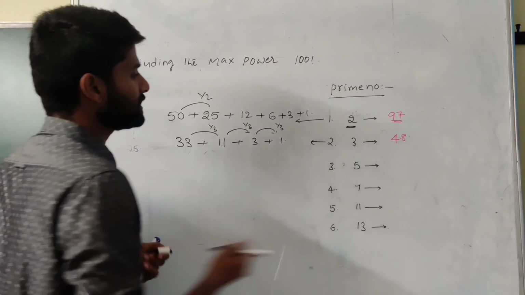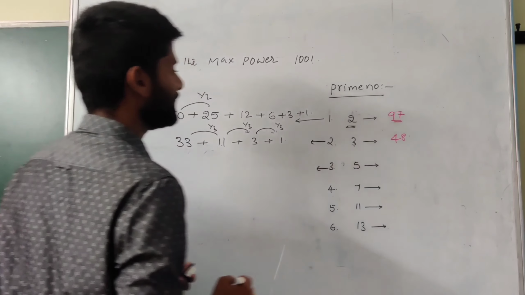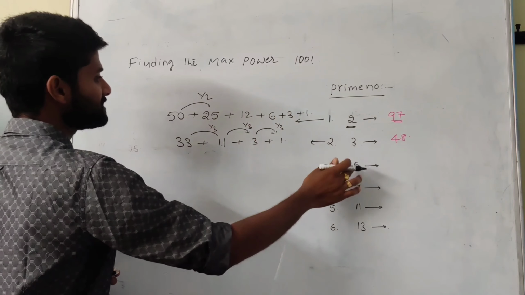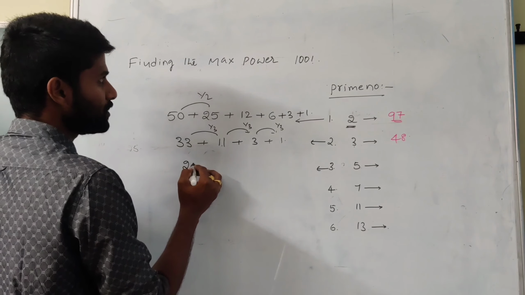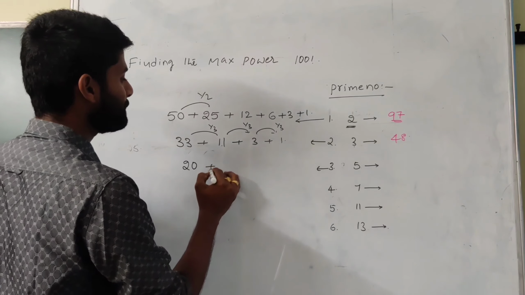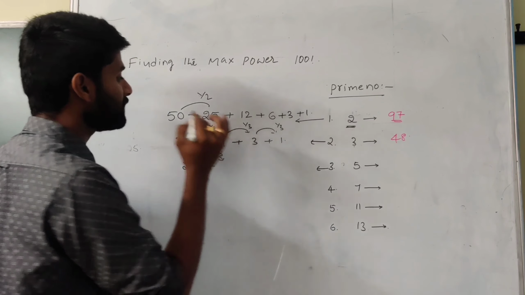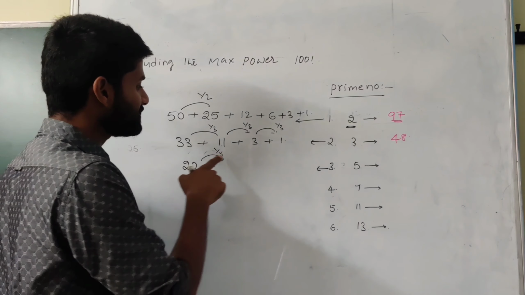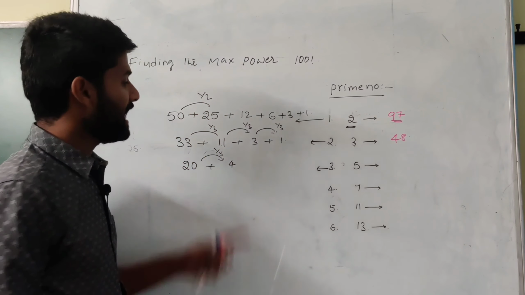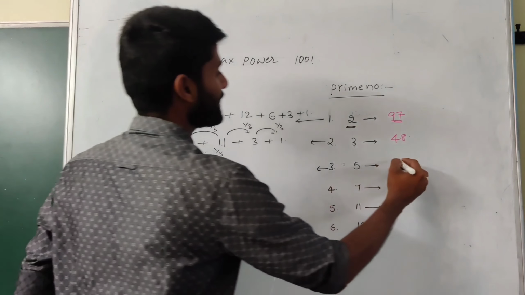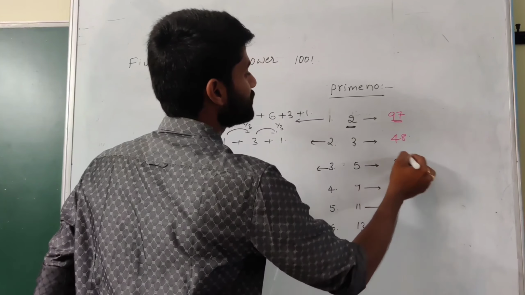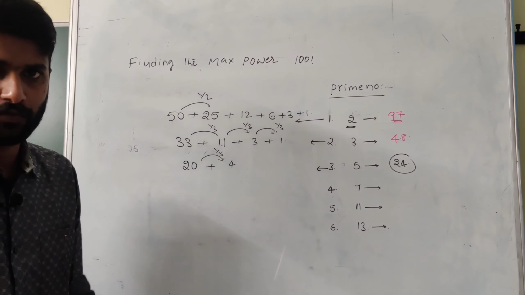Okay, if you go with 5, we require 100 divisible by 5, the value becomes 20. And the previous value should be 1/5 of this value. So 20 divisible by 5, the value becomes 4. And 4 is not divisible by 5. The maximum power of 5 in 100 factorial is equal to 24.